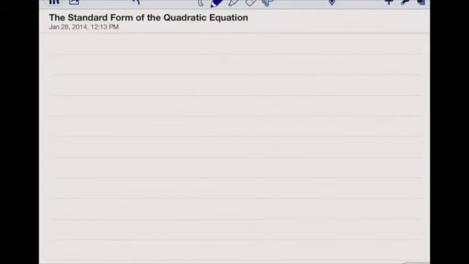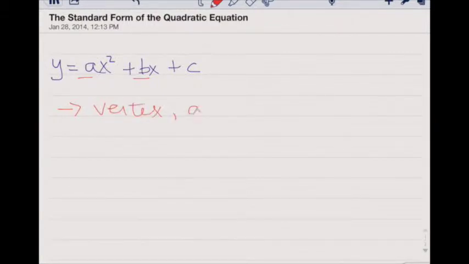So welcome back, and this time I really am going to be talking about the standard form of the quadratic equation. The most general way to write the standard form of the quadratic equation is as follows: y equals ax squared plus bx plus c. Using a and b, we're going to be able to figure out the vertex and the axis of symmetry. We'll typically abbreviate symmetry as SYM.